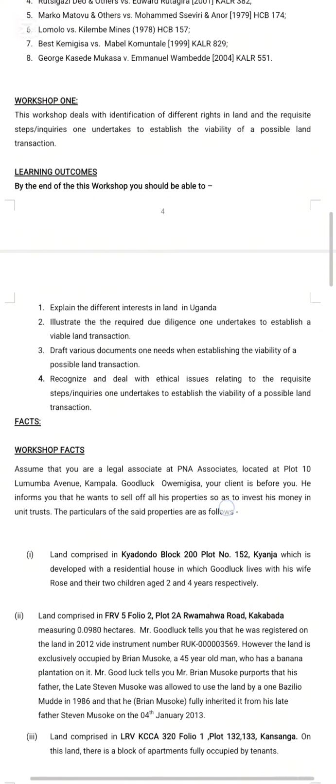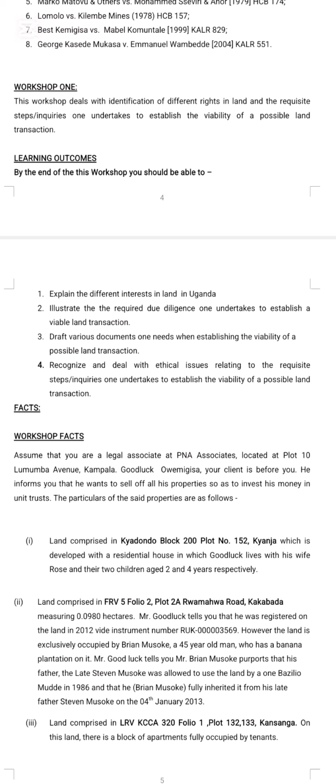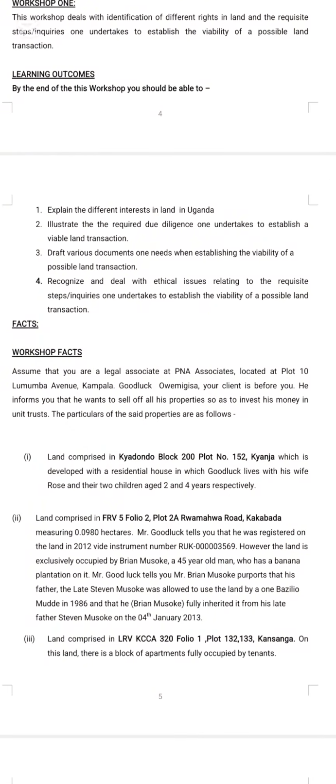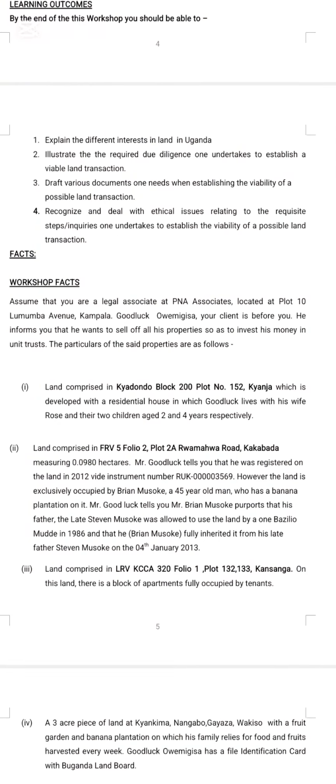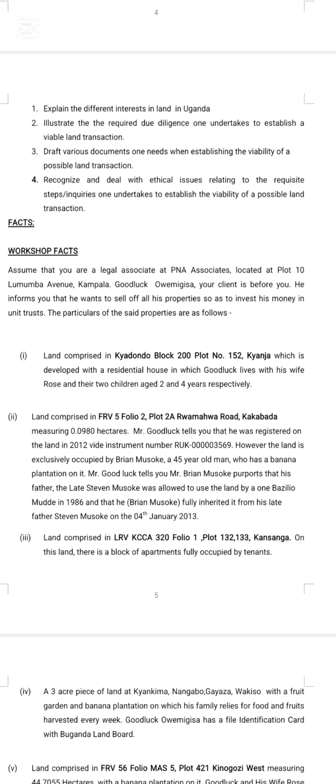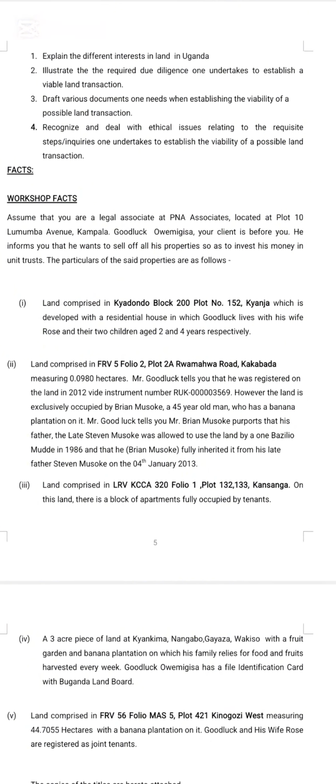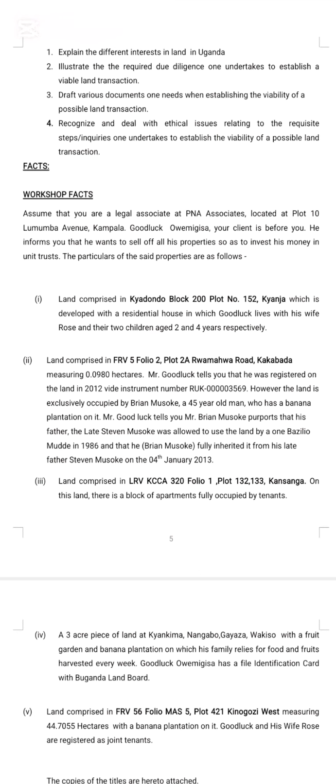So workshop 1. The workshop deals with the identification of different rights in land and the requisite steps one undertakes to establish the viability of a possible land transaction. Learning outcomes: explain the different interests in land in Uganda; illustrate the required due diligence one undertakes to establish a viable land transaction; draft various documents one needs when establishing the viability of a possible land transaction; and recognize and deal with ethical issues relating to the requisite steps and inquiries one undertakes to establish the viability of possible land transactions.